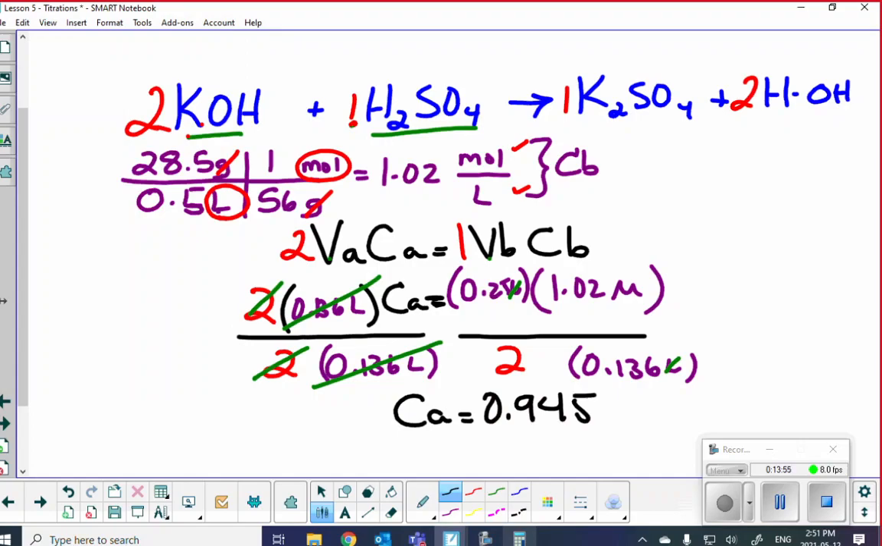0.94 what? Well, the only units that we haven't canceled out so far are the units molar, which are the correct units for calculating molarity.